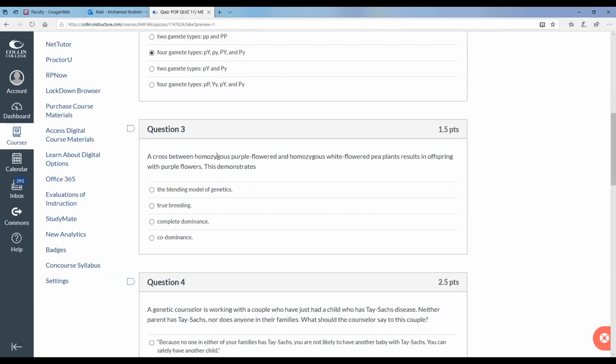In this one, you say a cross between homozygous purple flower and homozygous white. So meaning that this is pure, okay? Alleles are the same, not heterozygous. So the offspring is going to be purple flower, mainly. This is what he did. So what do we call this? We call this true breeding, or complete dominance, or co-dominance, or the blending model. First of all, there is no blending model. There is no co-dominance here.